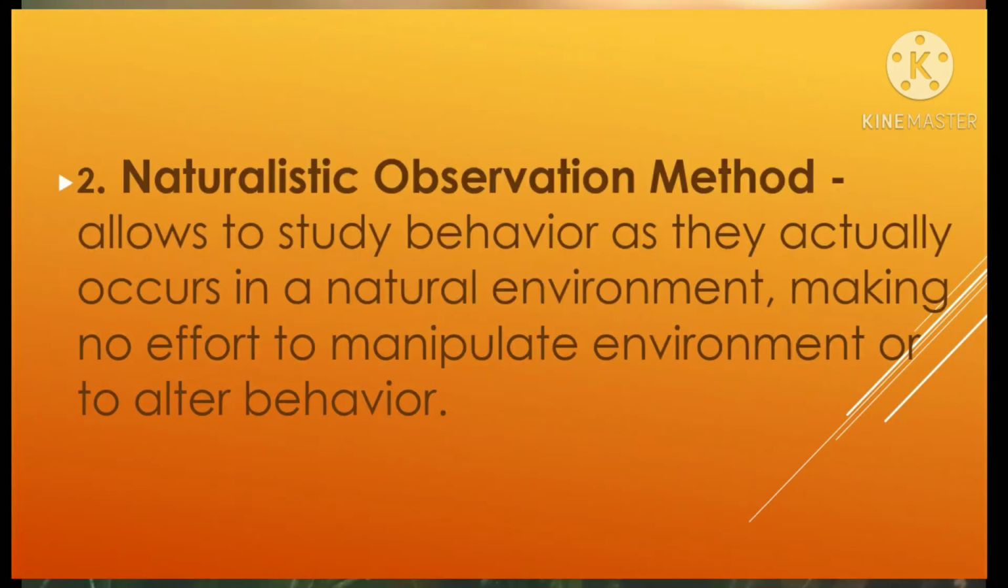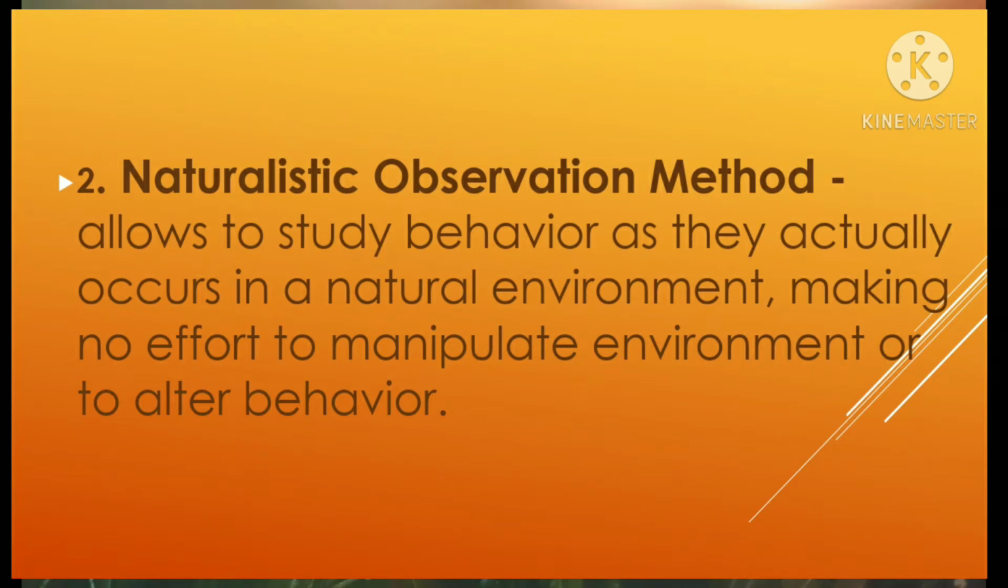So the second research method is the naturalistic observation method. It allows us to study behavior as it actually occurs in a natural environment, making no effort to manipulate the environment or to alter behavior. So with this research method, you just observe the behavior of the child that occurs in a specific setting, like when the child is together with her family, her friends, or other people.